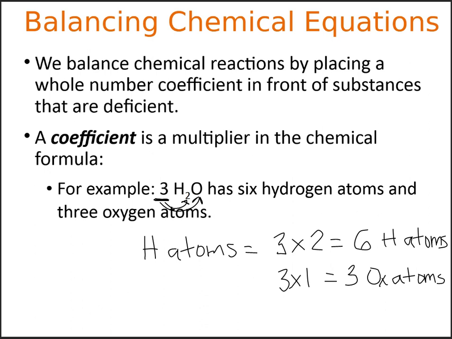I'm going to write a little X here just because it might get a little confusing having the 3 next to an O. It looks like it could be 30. So OX is not what you see on the periodic table, but for clarity, if you're reviewing this video or if you're writing down your notes, make sure that you know it's not 30 atoms, it's 3 oxygen atoms.